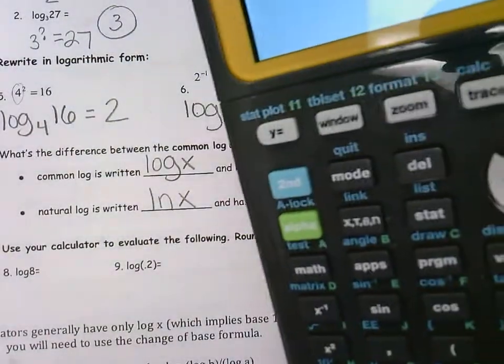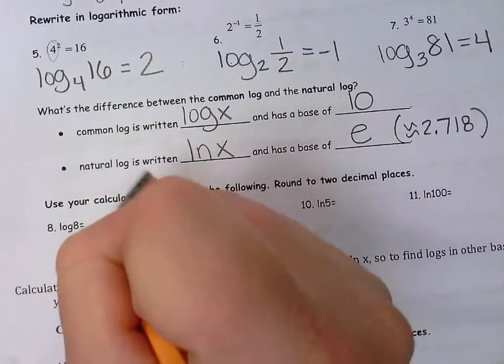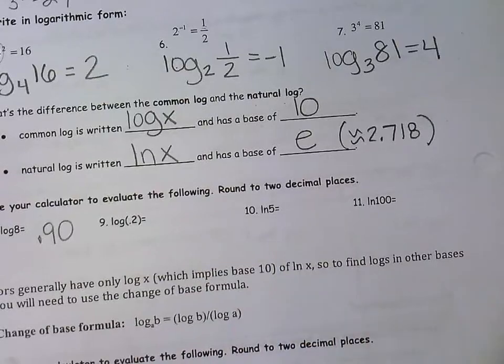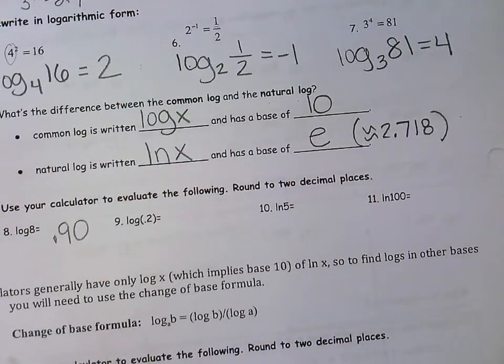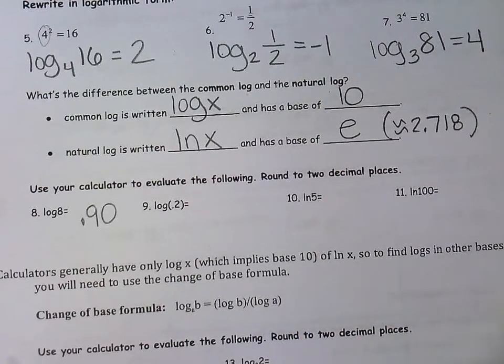If I do 2 decimal places, everyone gets log of 8 is 0.90. So you're going to try 9, 10, and 11 using your calculator, because all of these you can't do in your head. So try them for just a minute.